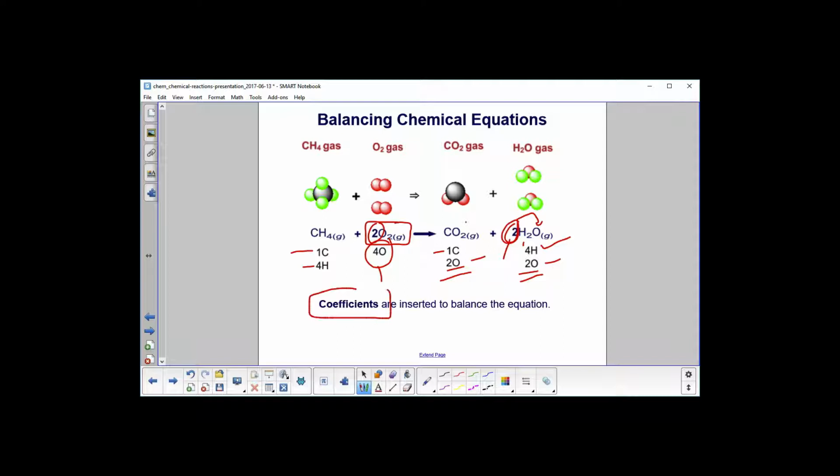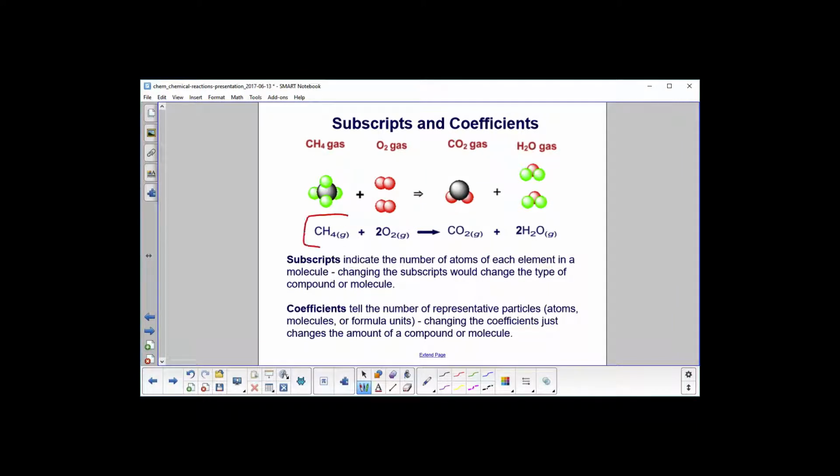Those numbers, those 2 2's we put in, those are called coefficients. Your equation is now balanced. Mass is conserved. Here's our complete equation. And again, you see the gas, and you see the 2's we put in. Okay, those are the coefficients. They tell the number of representative particles, which can be atoms, molecules, or formula units. And all the coefficients do is they change the amount of compound or molecule.